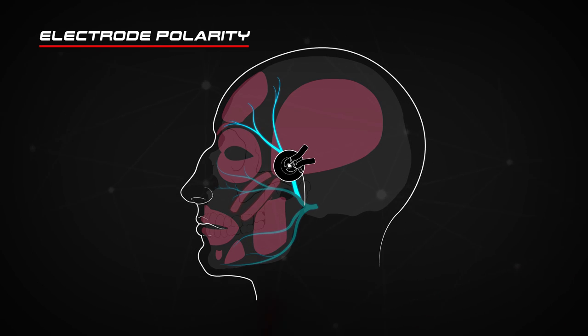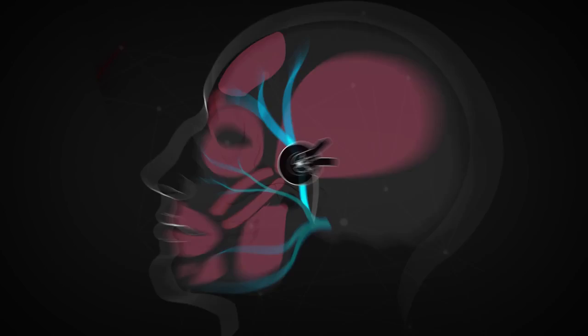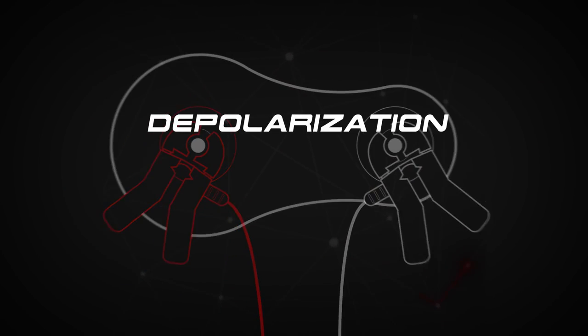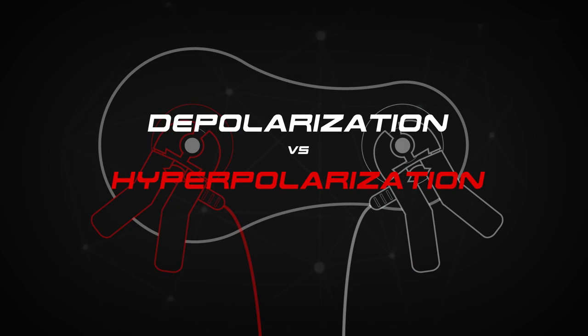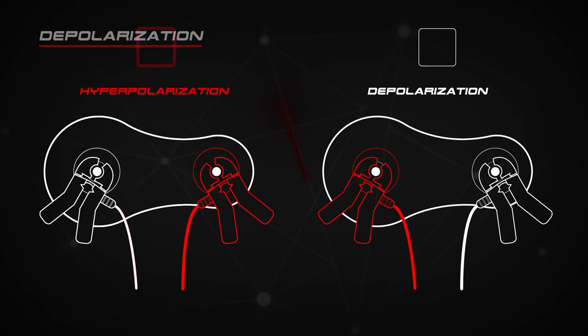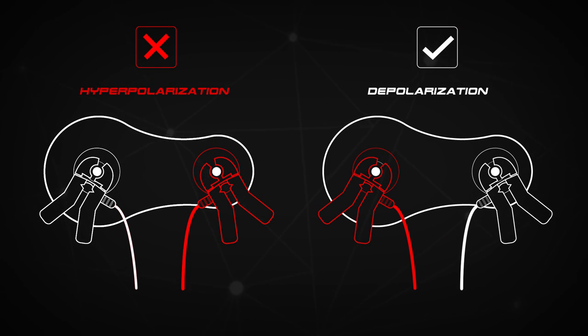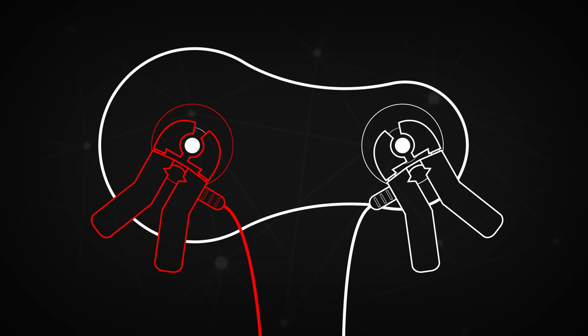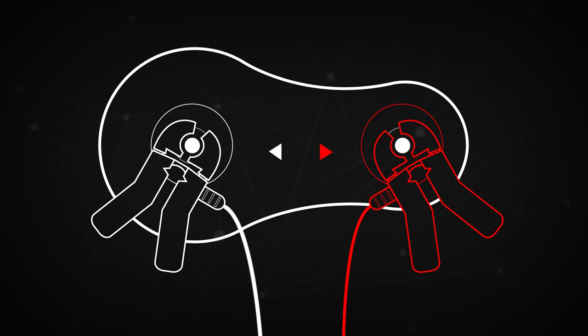Electrode polarity. It's important that the cathode, rather than the anode, is placed on the most superficial nerve site in order to cause depolarization as opposed to hyperpolarization of the nerve. Depolarization of the nerve requires less current than hyperpolarization, therefore making a supramaximal current much easier to achieve as opposed to if the polarities were reversed.